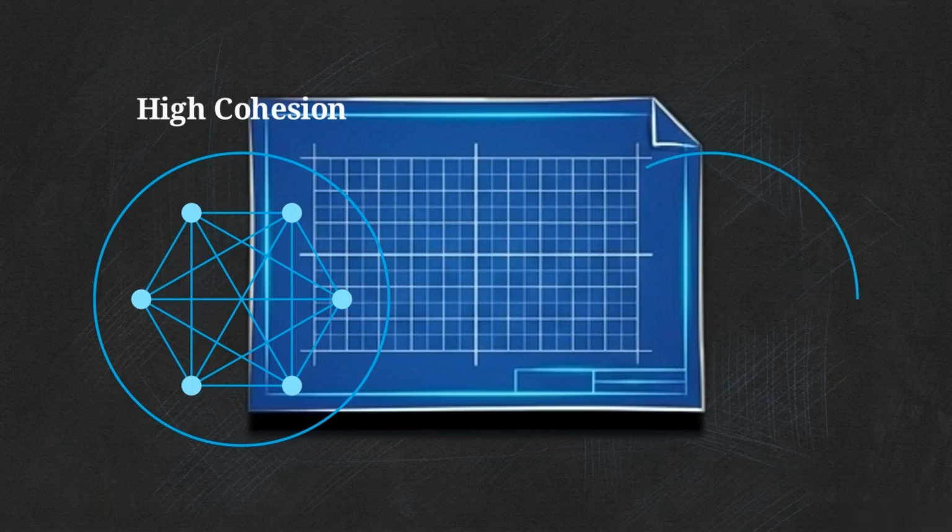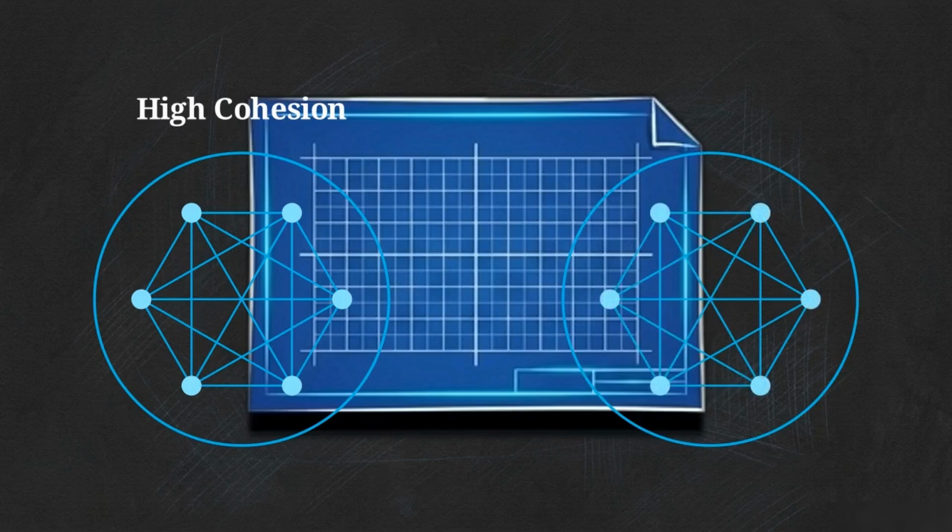Now look at the second boundary that appears next to it. They are connected by a single thin dotted line. This represents low coupling, meaning these separate modules have minimal dependencies on each other. Building modules with high internal cohesion and low external coupling ensures that when developers update one part of the software, they don't break the rest of the system.